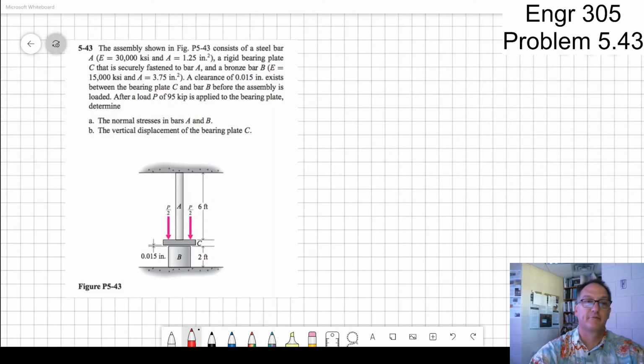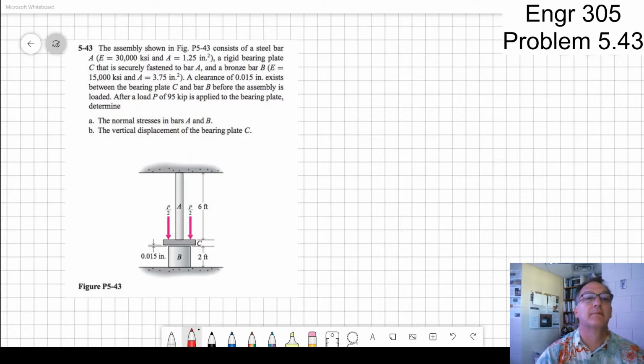Engineering 305, Chapter 5, Problem 43. The assembly shown in the figure, 5.43, consists of a steel bar with known properties, Young's modulus and area, a rigid bearing plate C that's securely fastened to bar A, and a bronze bar B.